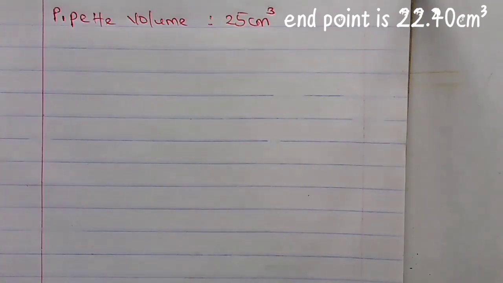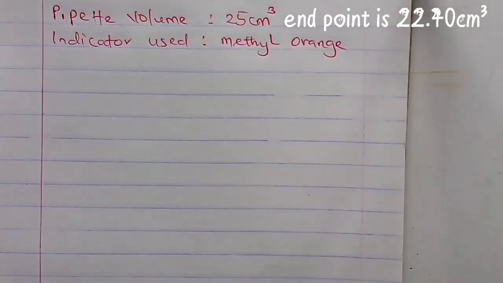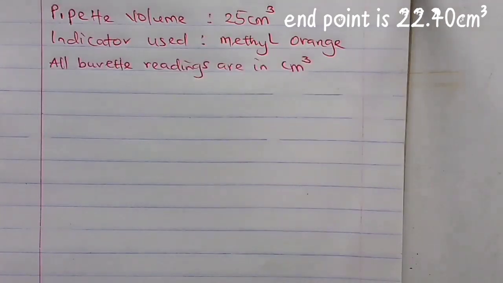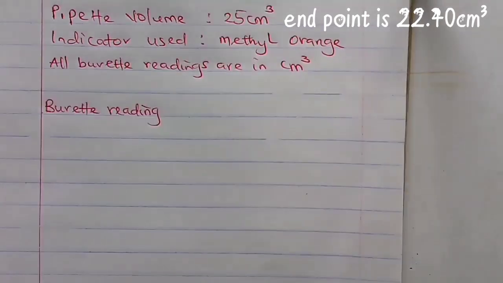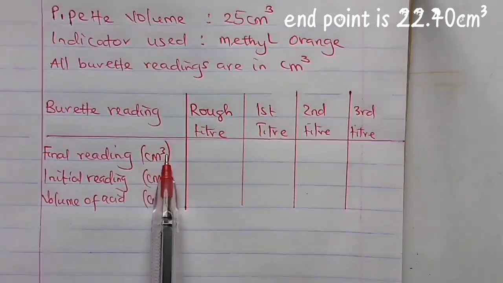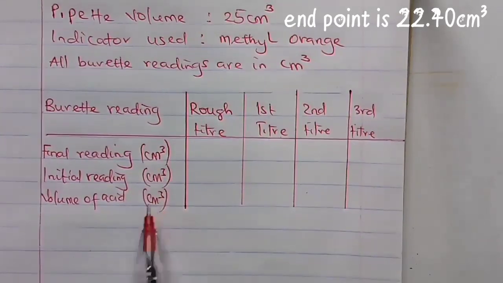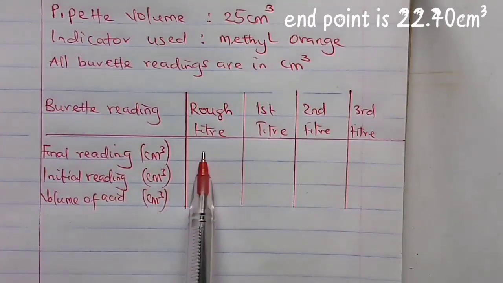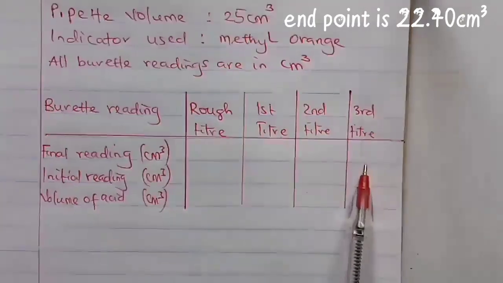Make sure you know what the pipette volume is in your school. You should also indicate the indicator that you are using here. Generally, we are using methyl orange. Then the next thing to do is to state that all burette readings are in centimeter cube. Your table of values will look like this. The reason for inserting this centimeter cube here, centimeter cube here, is to take care of all the values I'm going to insert here.